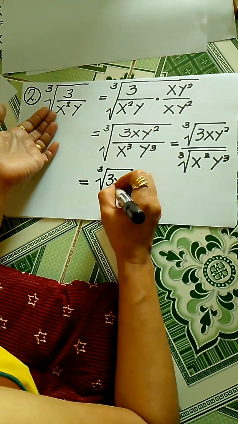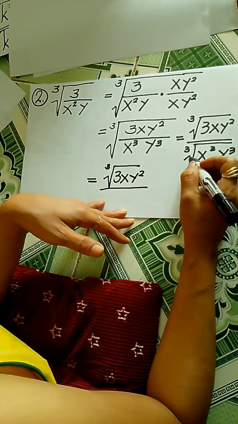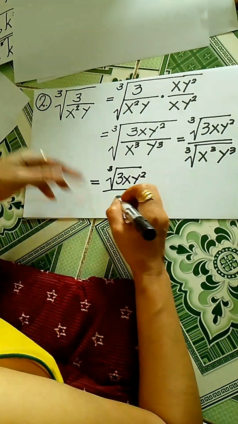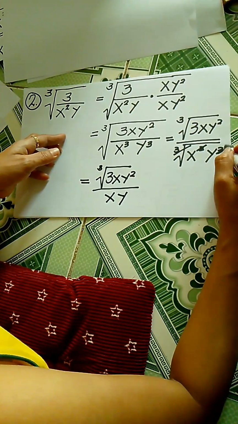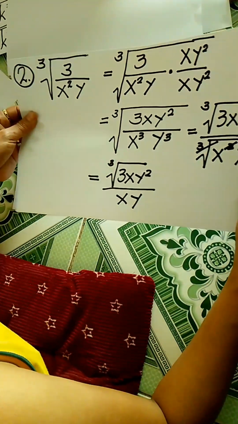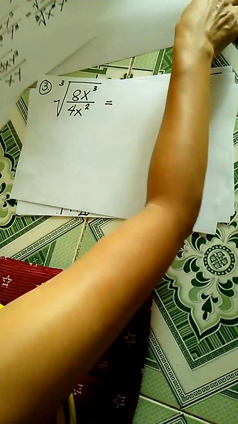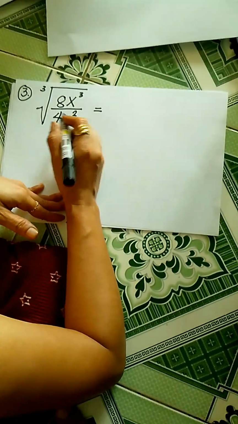Kanina nga, as I said, ang ating numerator is not a perfect square, which is cube root of 3xy square, while ang denominator natin is a perfect cube. So, kaya ang cube root of x cube is x and the cube root of y cube is y. Or, we can easily cancel out the index and the power. Ayan. Sana ay naintindihan ninyo yun, ha?